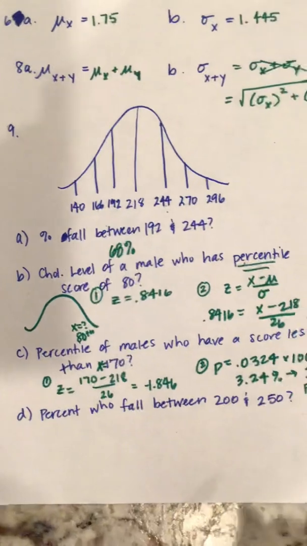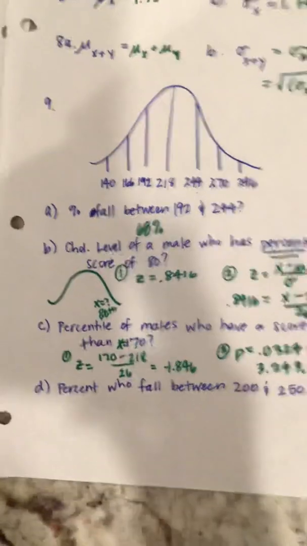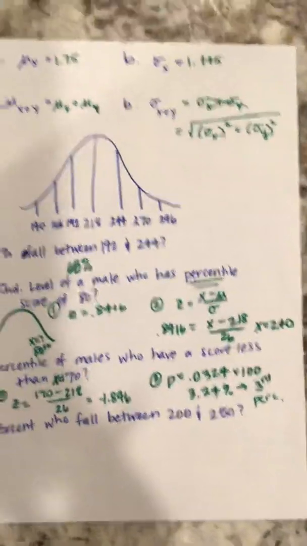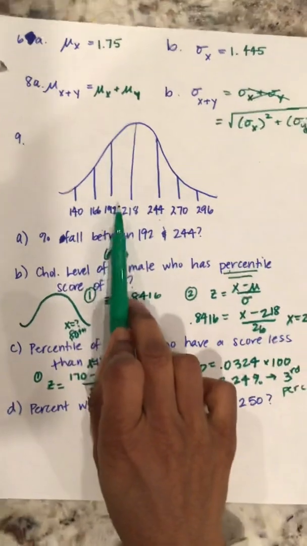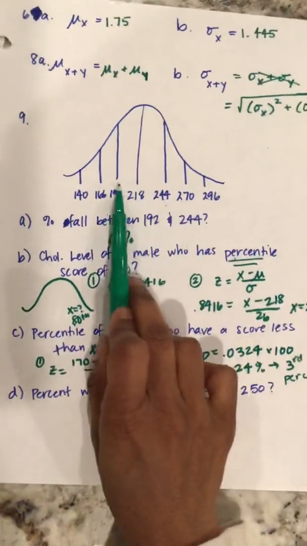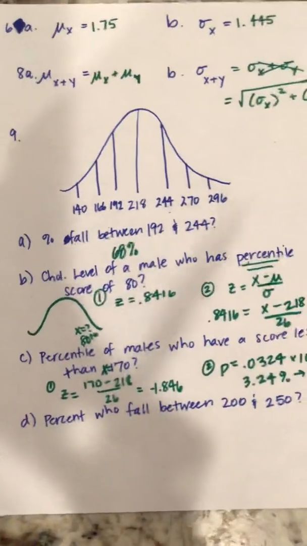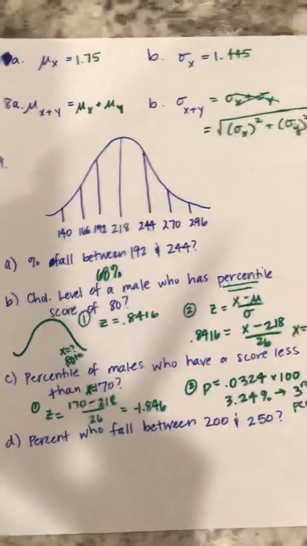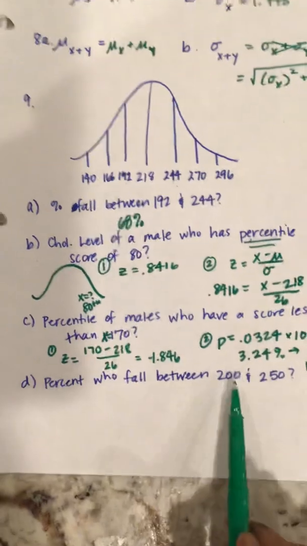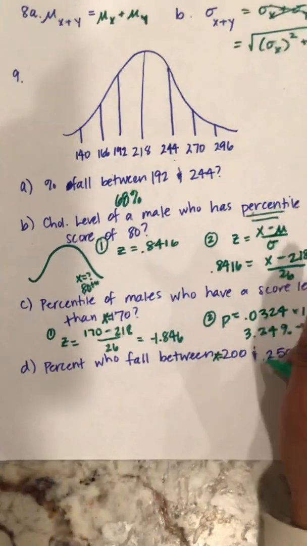Okay. All right. So now the last question. We need to find the percent who fall between 200 and 250. So if I look at the top, at the frequency curve here, here's 200 and here's 250. We want to know how many adult males have those cholesterol levels. So in order to find that, what are we given? Well, what do 200 and 250 represent? They represent scores, right? So they're like our X's.